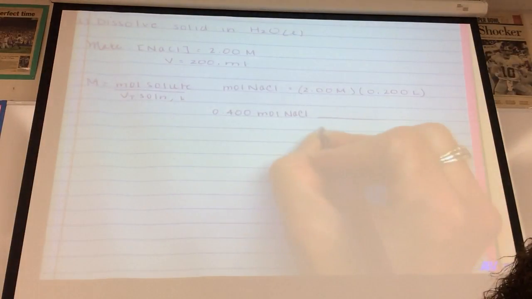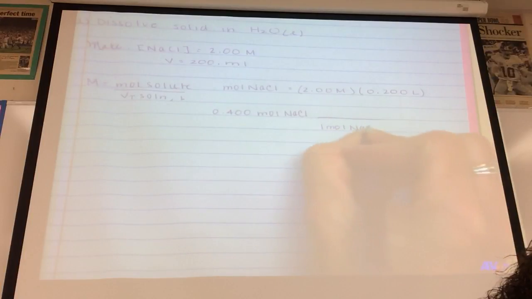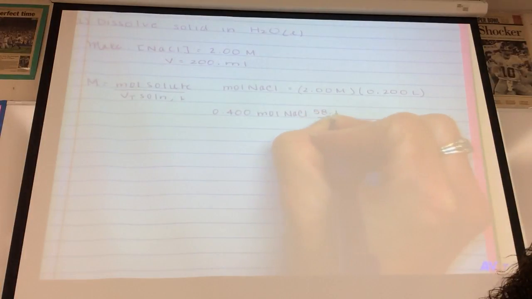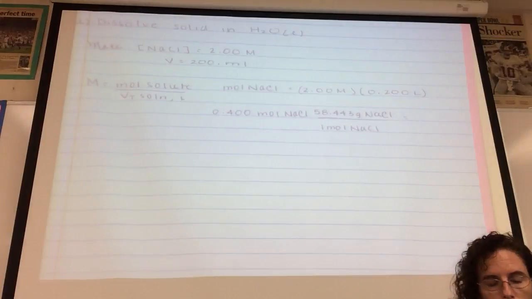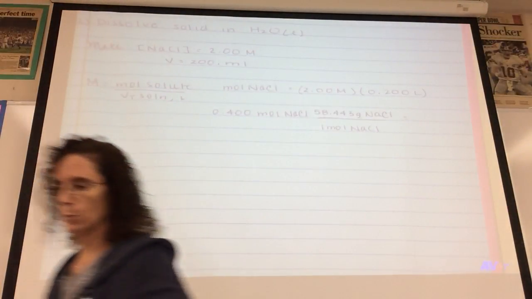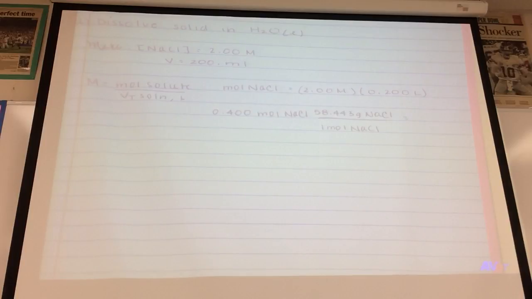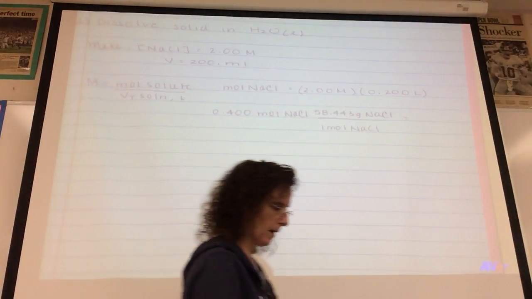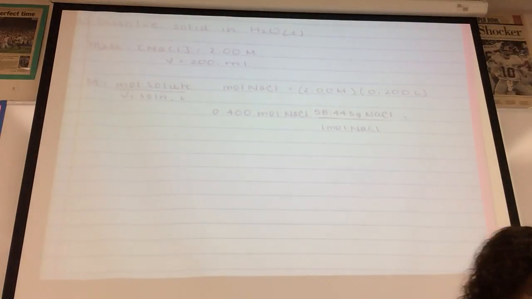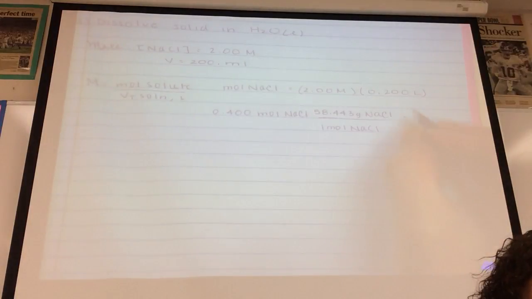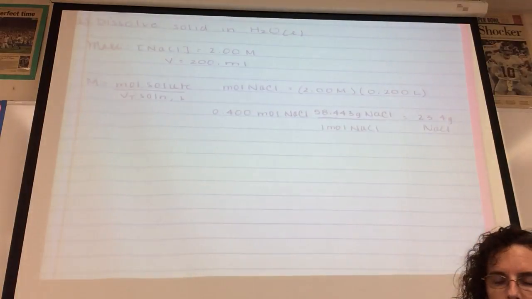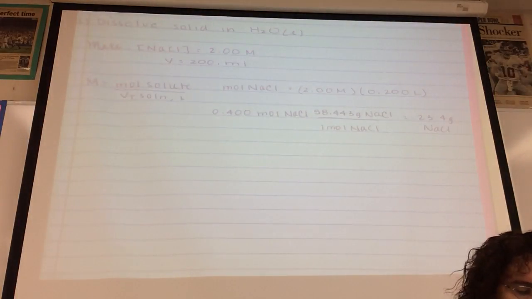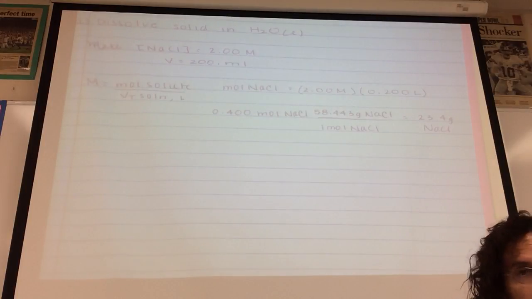For every 1 mole of sodium chloride, I have 58.443 grams of sodium chloride, the formula mass that we've talked about for quite a while at this point. The mole to gram conversion we did back in the second 9 weeks, and you were very successful with it. So 0.4 times 58.443 is 23.4 grams. Well, that tells us how much sodium chloride we are going to use, but it doesn't really signify how to make the solution.